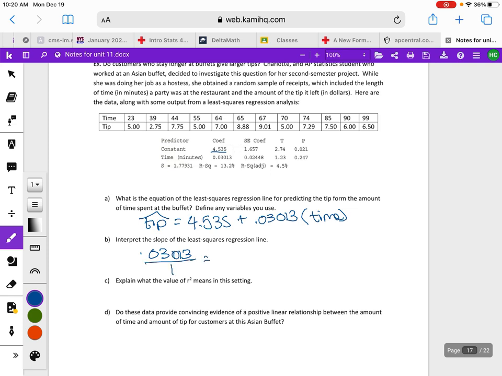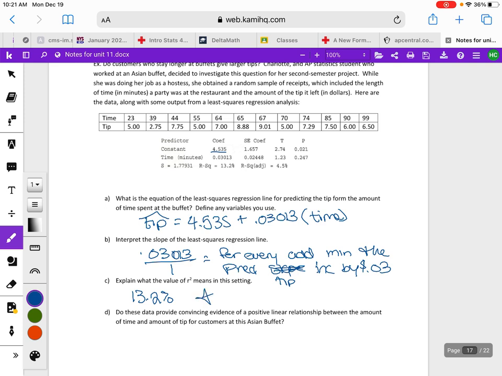I put that over 1, and then it's for every additional, I believe this is minute, the predicted tip increases by 0.03 of $1. R squared is your percent of variation. So you take that and you say 13.2% of the variation in the tip amount is accounted for by the least squares regression line. Please know how to interpret that.